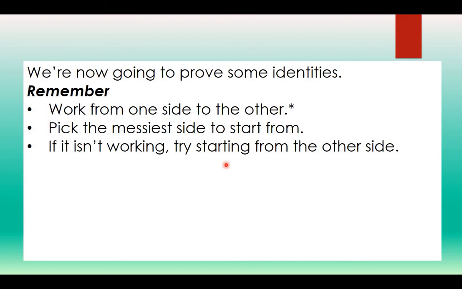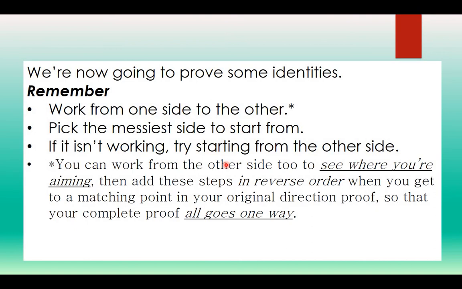However, if it turns out that doesn't seem to be working, you can try starting from the other side, and then we have a nifty little trick. If you start from your first side and you get stuck, you have a go from the other side. When you get to the point where the things match, then you just reverse the order of your second set that you're working out, so that you end up with a proof that goes all one way.